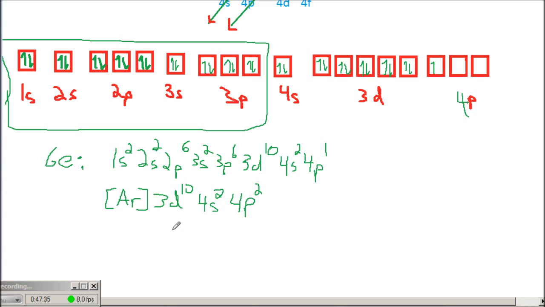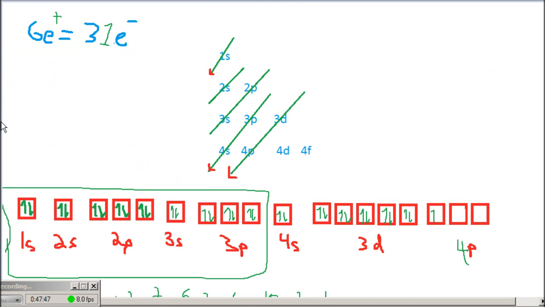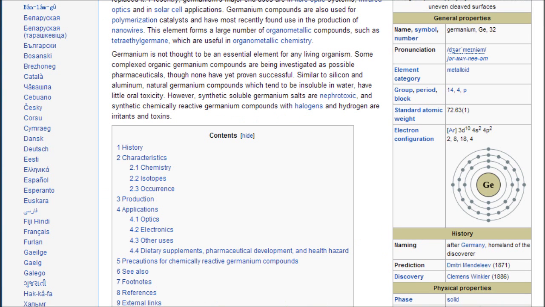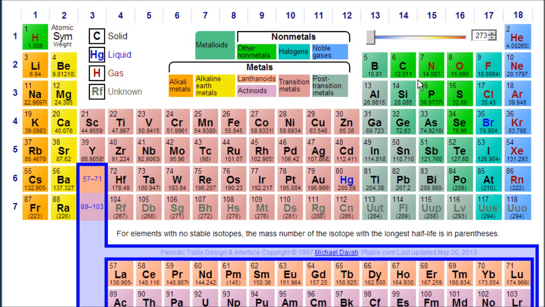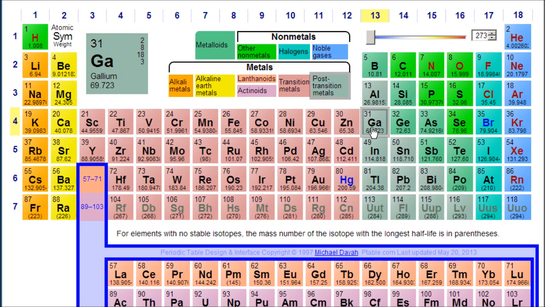And then for this electronic configuration with the shorthand, what do I do? Change the 4p2 to a 1. Yeah. So that's it. Germanium plus is isoelectronic with neutral gallium. So that would also be the electronic configuration of gallium.